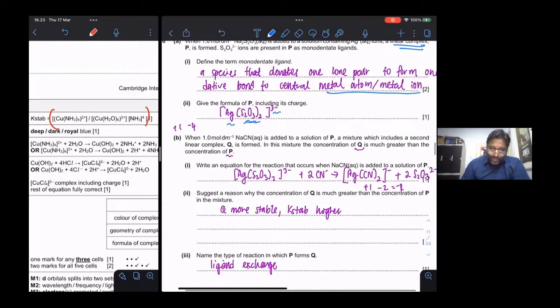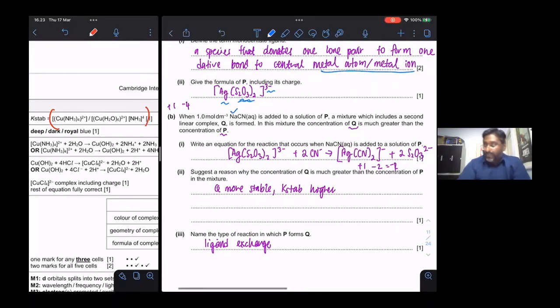Now the next question is, when you have 1 mole per dm cube NaCN and you add it to solution P, a mixture which includes a second linear complex is being formed. So second linear complex, quite simple. You have Ag+, you put CN. CN is obviously the other ligand, so you must have CN here, another CN over there. I think quite simple. In this mixture, they found out that the concentration of Q, which is the one with the CN, is more.